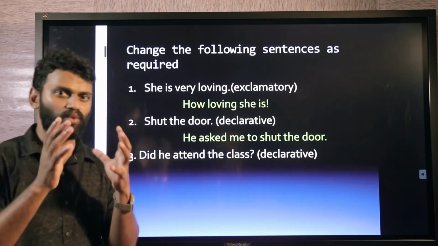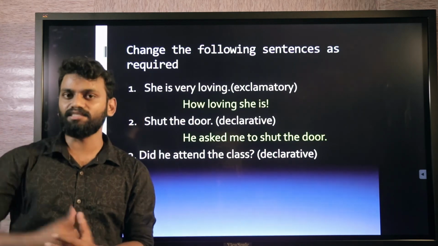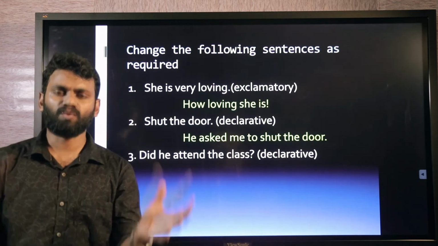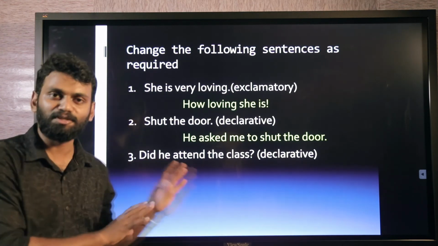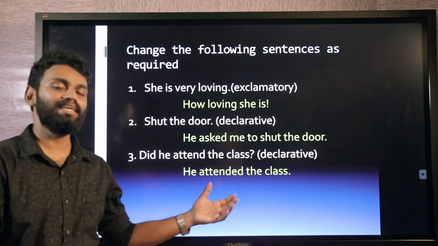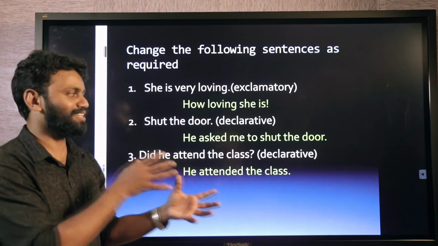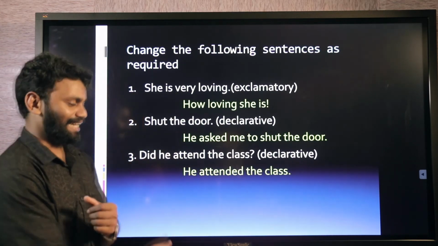When you are given a question, an interrogative sentence, and you are asked to change this into a declarative sentence, quite simple, you try to write an answer to this. It will become a declarative sentence. Let's look at the answer. He attended the class. So it's very easy to change an interrogative sentence into declarative.